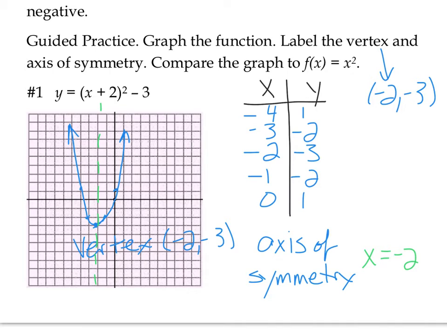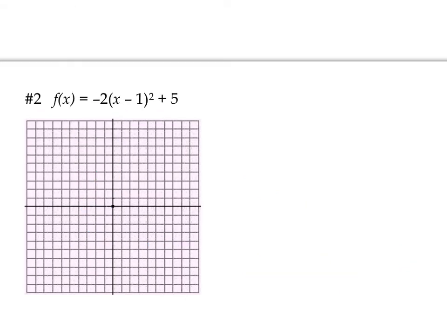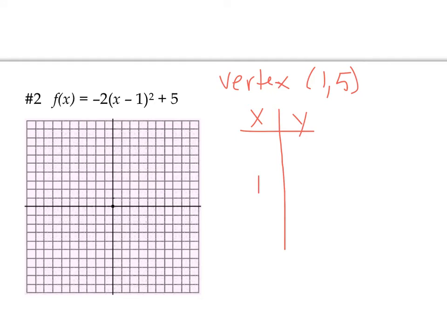Let's see another example here. We have the equation -2 parentheses x minus 1 squared plus 5. So the first thing to do would be find the vertex. Okay, so let's identify the vertex. It is going to be at 1, 5. Okay, and then we can make a table of values where that 1 is going to be our middle x value. And then we have two numbers on either side of it. And if we plug a 1 into the equation, we're going to get a 5.